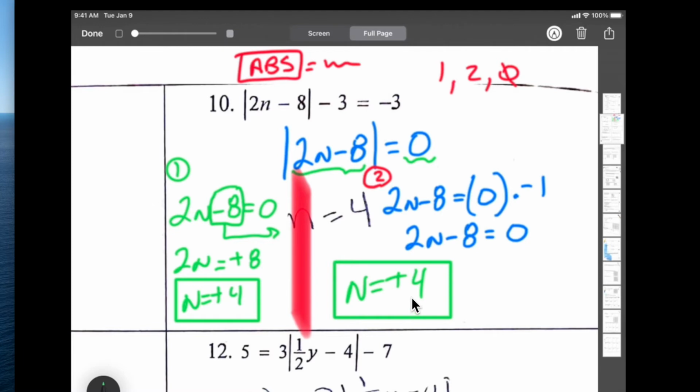You never just put this down and move on to the next problem. Unfortunately, you have to check your answer or answers with absolute value problems. So you have to take whatever answer or answers you get. In this case, we only have one answer. And you have to plug that back into the original equation and make sure that it's correct. So let's do that.